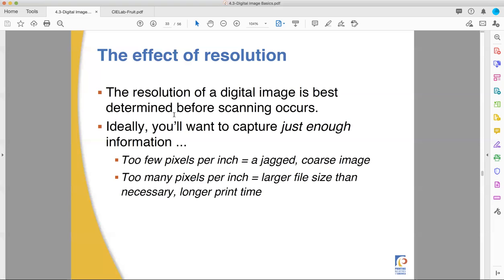So resolution of a digital image is best determined before you scan. You need to make sure you have enough pixels to make this work. If you don't have enough pixels, you get a jagged image, and it looks like it's made out of Legos, and I don't mean that in a good way. You can see those bricks that build up the picture. You shouldn't be seeing those. It's like when you look too closely at it, you see all the edges.